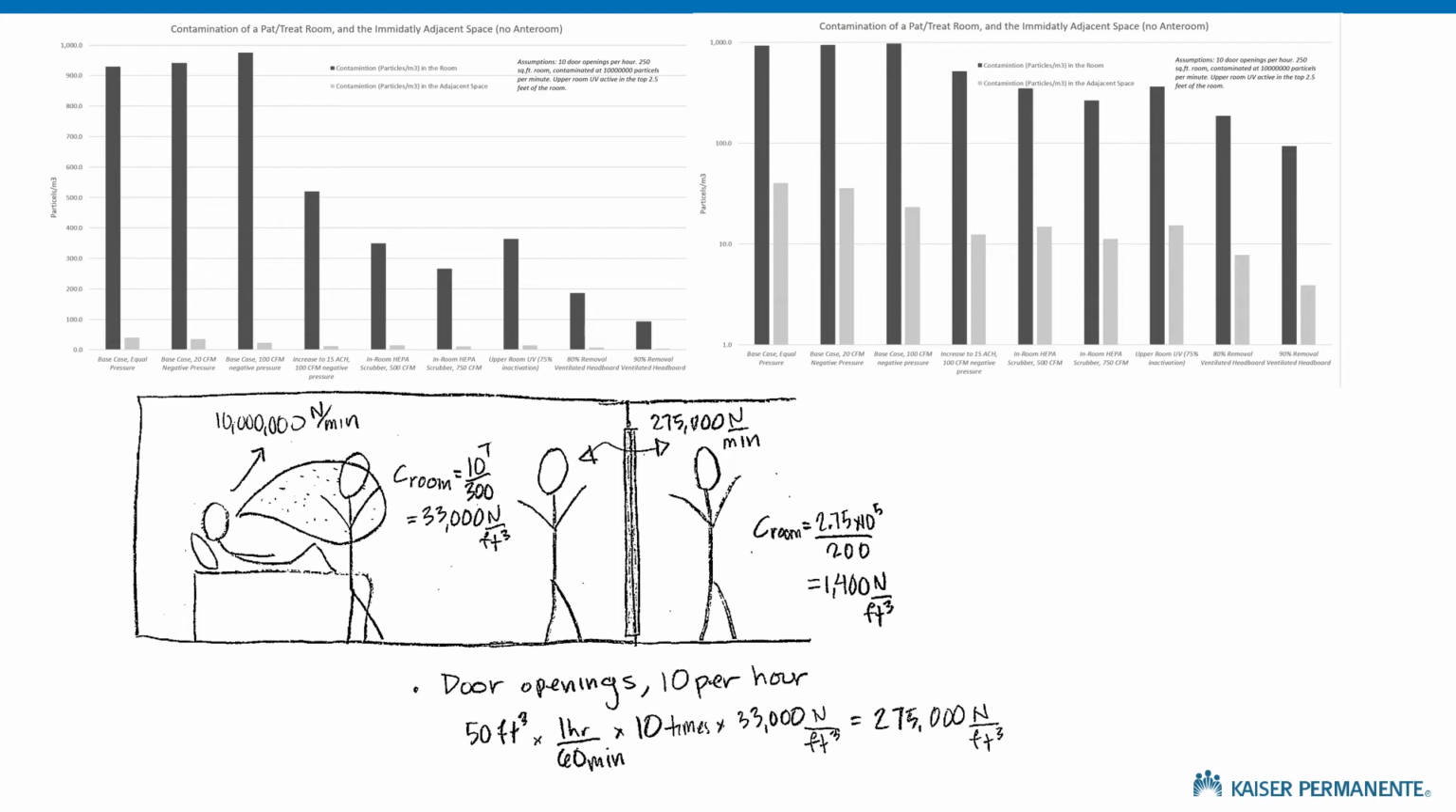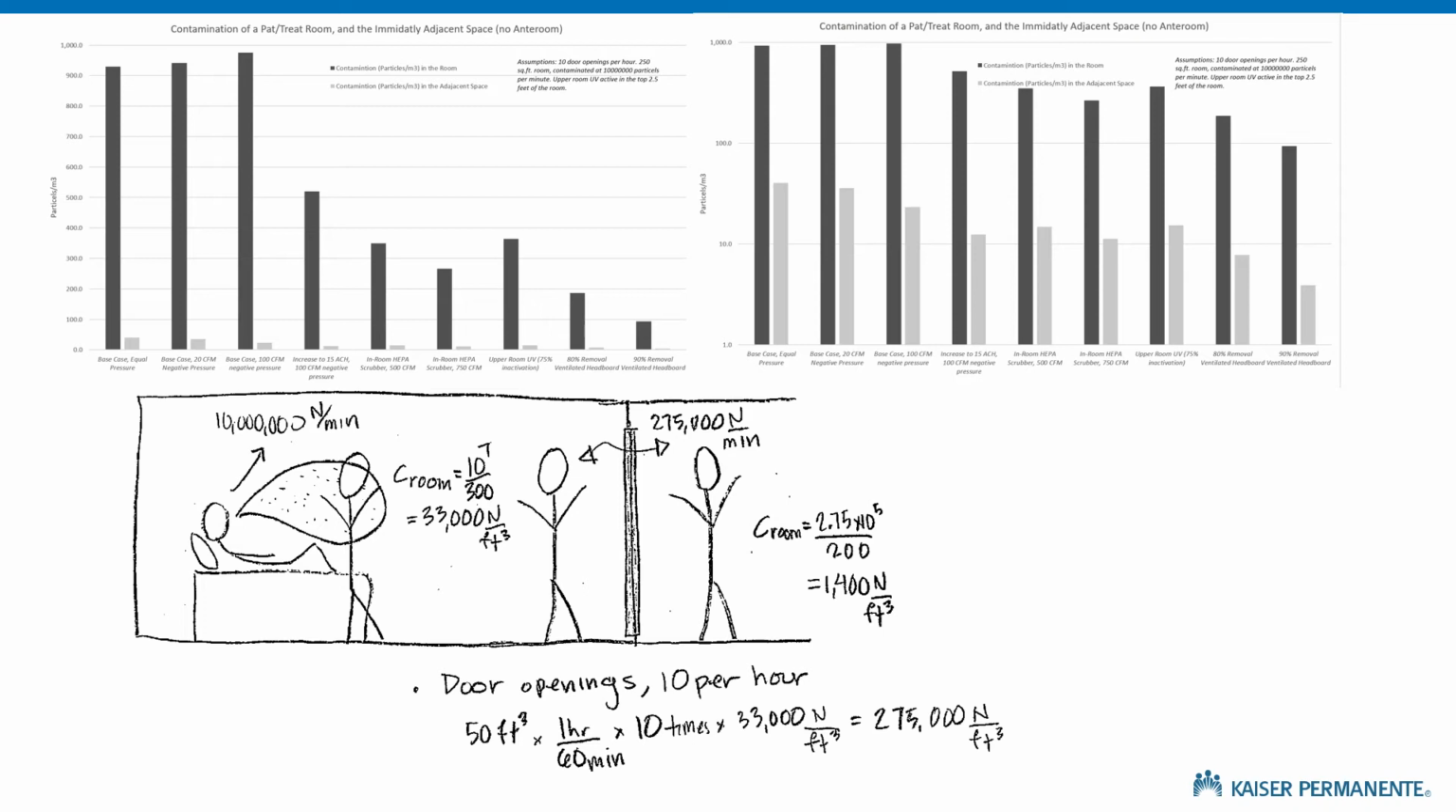So the first bar here is the base case, the neutral pressure. The concentration in the room is relatively high. It's about 1.5 log reduction to the room next door. The next two scenarios are negative pressure. The concentration in the room next door goes down a little. On the full scale chart, you can see that the negative pressure options actually kind of back contaminate the room based on conservation of mass.